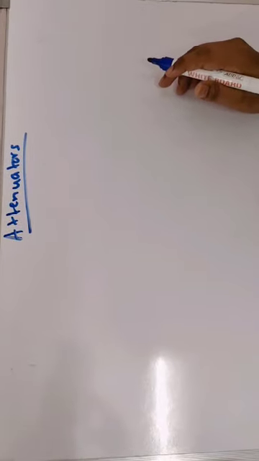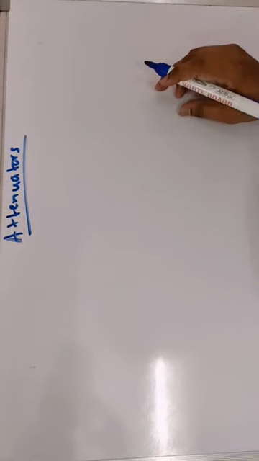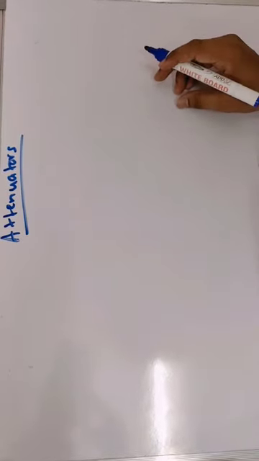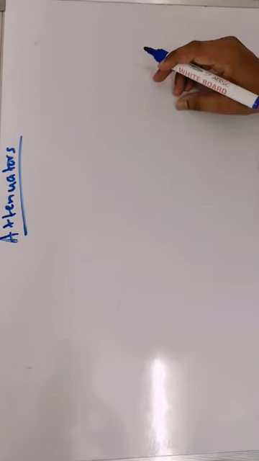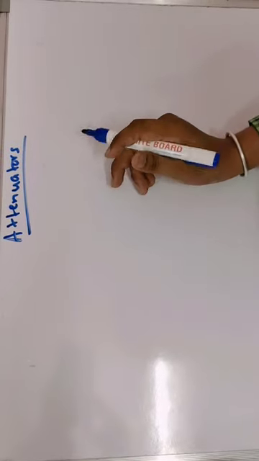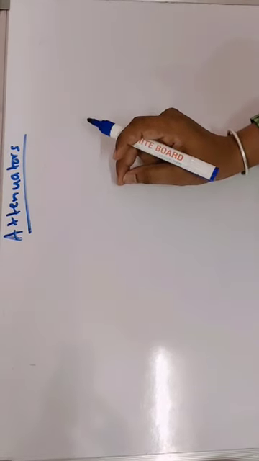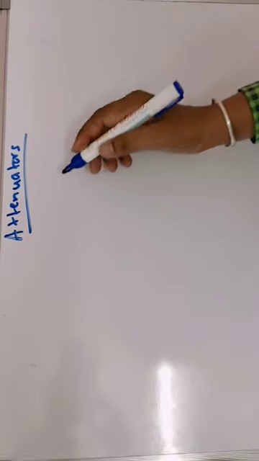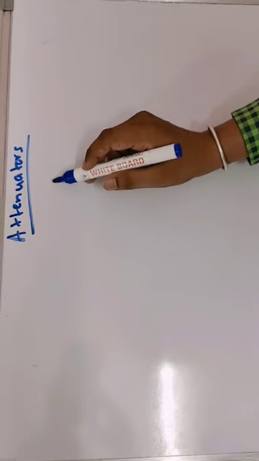Hi students, in this video we will discuss what an attenuator is. We'll discuss three types of attenuators: resistive attenuator, uncompensated attenuator and compensated attenuator. What is the effect of stray capacitance in an attenuator, and what are overcompensation and undercompensation? And the last topic we will discuss is the applications related to the attenuator.